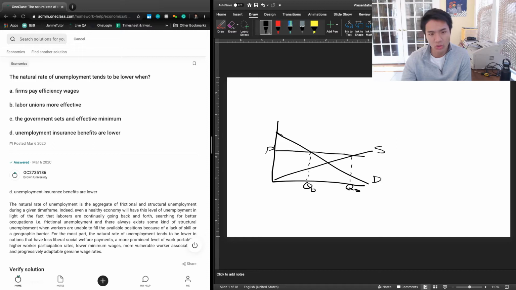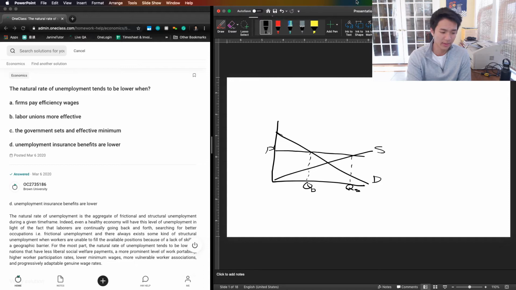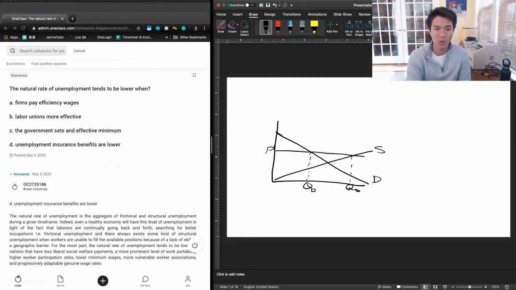And so if we shorten the job search process, that's going to decrease frictional unemployment, as less people are going through that process of looking for the right job. And if we decrease frictional unemployment, we're also going to decrease the natural rate of unemployment. So D is going to be the right answer. The natural rate of unemployment tends to be lower when unemployment insurance benefits are lower. Hopefully that all makes sense. I know we talked about that quite in depth.